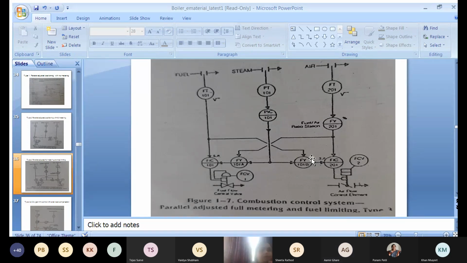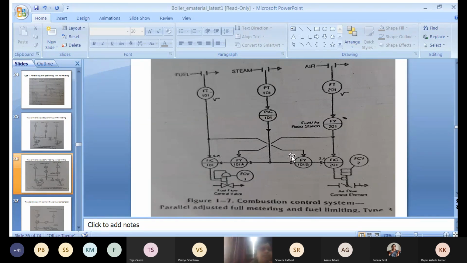Yes, ma'am. No, ma'am. Okay, what is LSS? Low selector switch, and HSS is high selector switch. Okay, so here we are using these switches for the limiting function. So FY101A must be low selector switch and FY101B must be high selector switch.